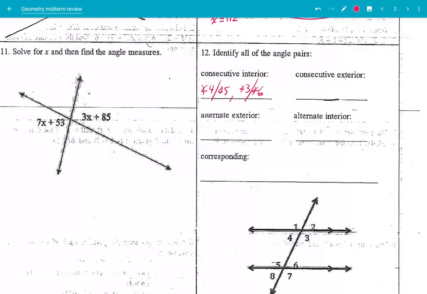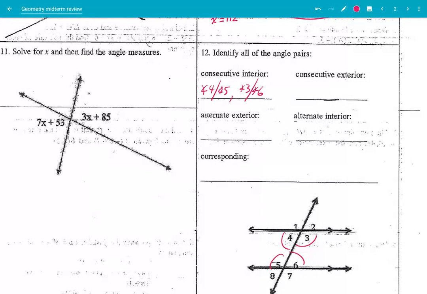What am I doing? This is wrong. Consecutive interior, same side interior. That's 3 and 6. Is that what I had? Yeah, okay. Oh, I was looking at the linear pairs. Should use different colors.